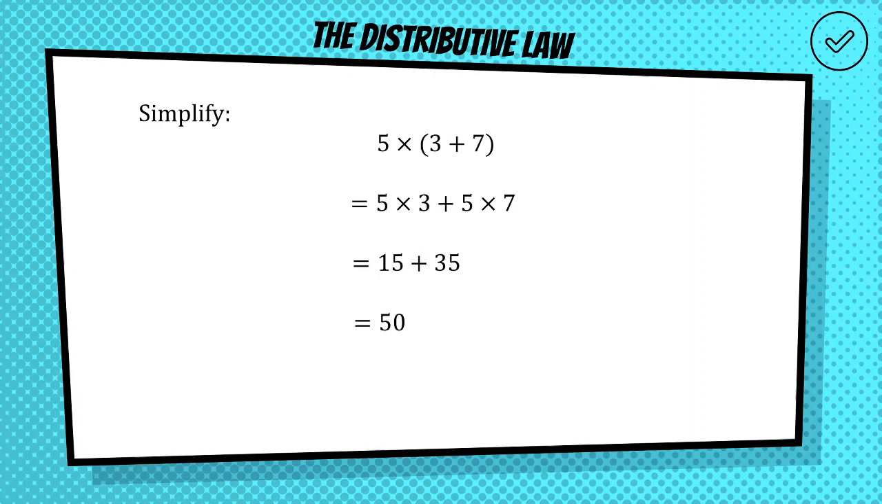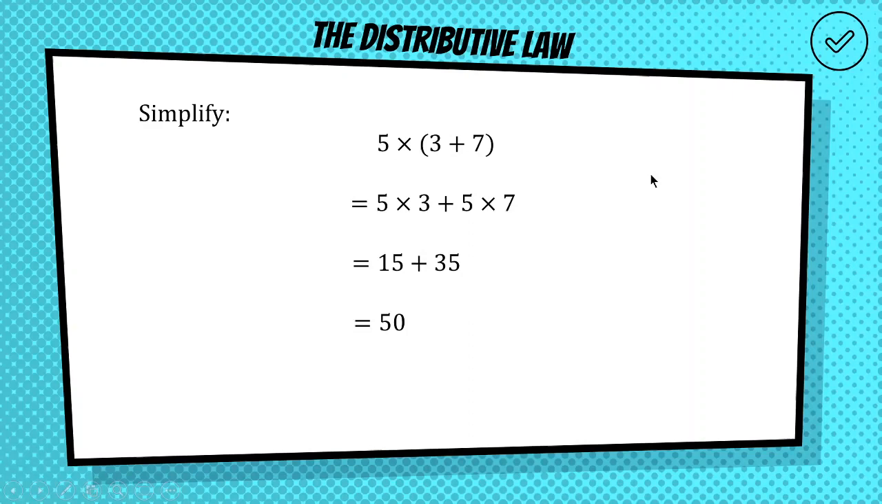So what we're seeing here is called the distributive law property. It basically says when you have something multiplying what's inside the bracket, it multiplies to everything inside the bracket. So we do 5 times the 3 and 5 times the 7, and then we add our answers.